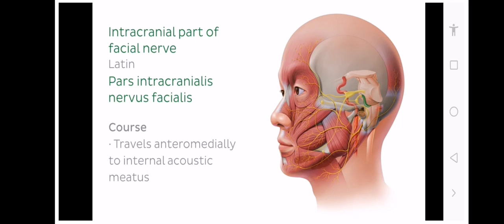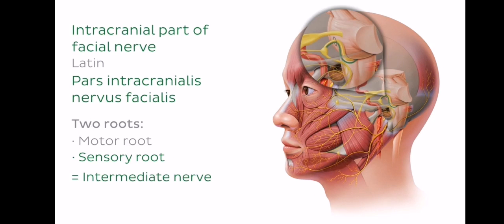In the intracranial part, the course of the facial nerve is such that it travels anteromedially to the internal acoustic meatus, and then it has two roots. One is the motor root and one is the sensory root. The sensory root is also called the intermediate nerve, which is shown in the diagram highlighted in green.